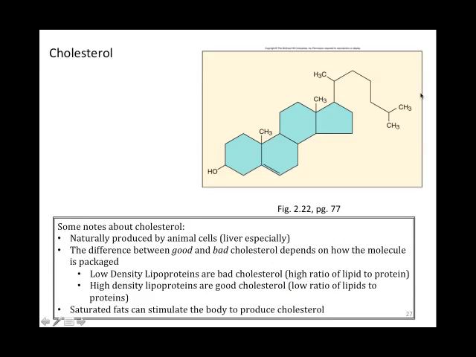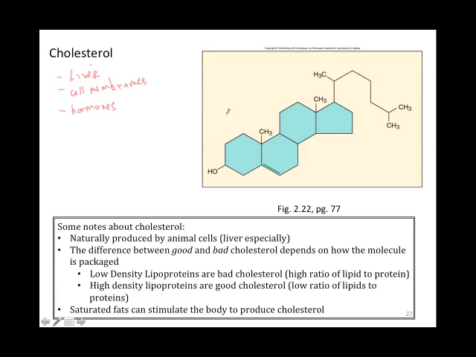Final lipid I want to talk about is cholesterol. And you hear the term cholesterol, people think, ooh, cholesterol, bad stuff. Well, that's not really the case. Cholesterol is actually something made by our bodies, made by our liver. It's actually very important. It plays a role in cell membranes, in stabilizing cell membranes. It also plays a role in synthesizing hormones. Many of our body's hormones, specifically our steroid hormones, are derived from cholesterol.